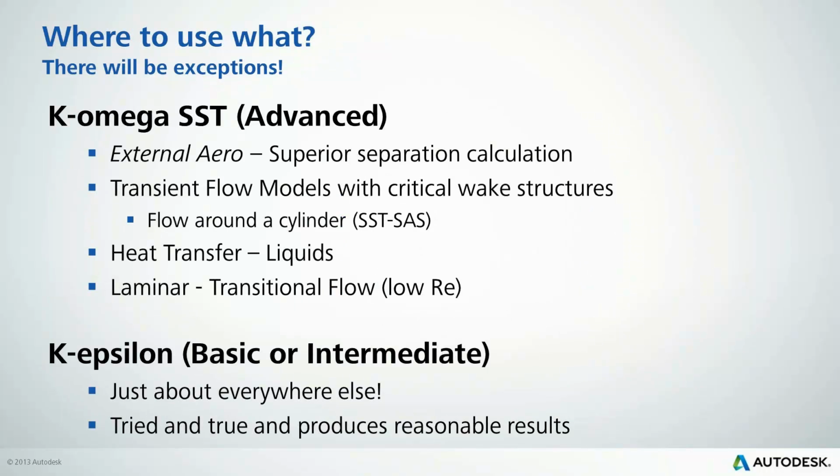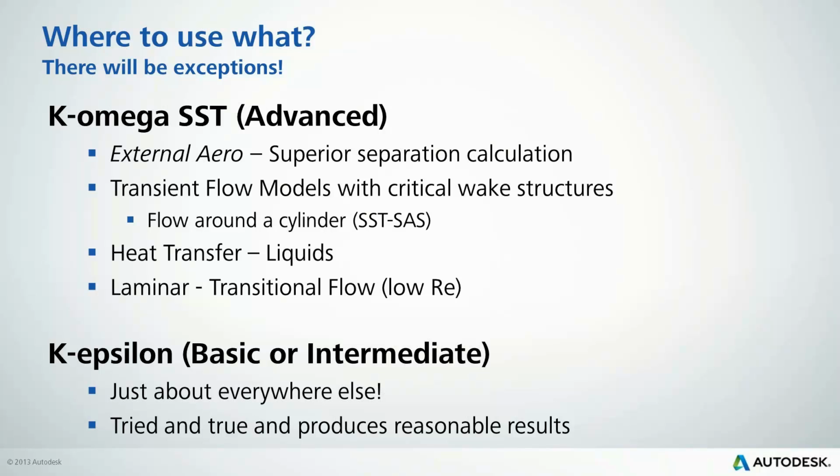So then where to use what? I could list a whole bunch of different industries, but there's going to be exceptions at all times. So you need to use your best judgment on what you're looking to do. If you look at the pros and cons of the different turbulence models, that's where it points to what you need to think about. If you're doing external aero of a car wing or an airfoil, for instance, then you definitely want to probably go with K-omega. Same with transient flows with a lot of critical wake structures, flow around a cylinder, for instance.